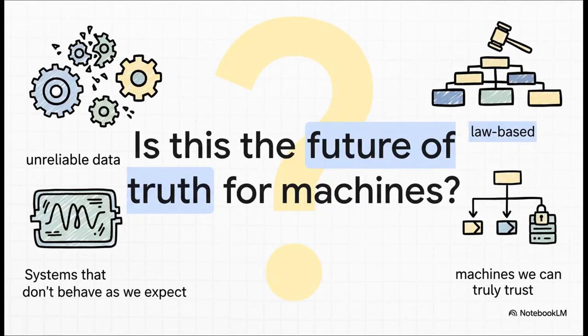And so that leaves us with a pretty big question to think about, right? I mean, we live in an age of unreliable data, of lying software, of systems that just don't do what we expect them to. So could this be it? Could this kind of constitutional, law-based approach be the future for building machines that we can finally truly trust?